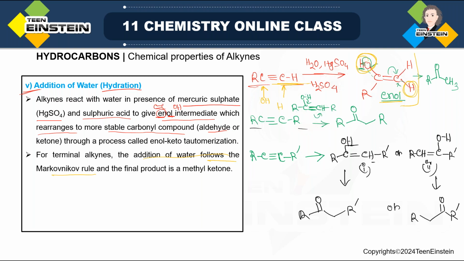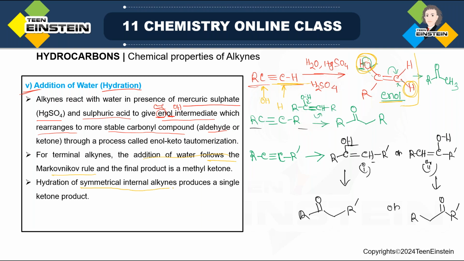Suppose this is the H which is added, and OH is added to the carbon containing the lesser number of hydrogens, because even if you consider the carbocation, it will be more stable at this position. So that is according to the Markovnikov rule. But enol is not the end product. There will be keto-enol tautomerization, so we will get a ketone.